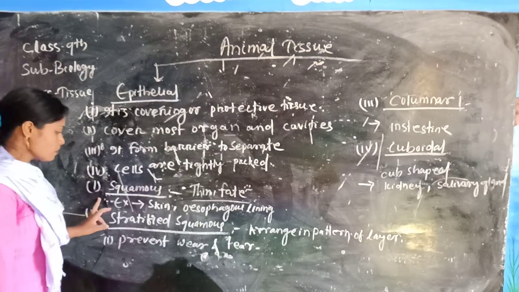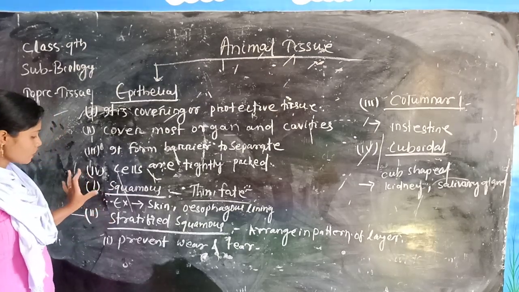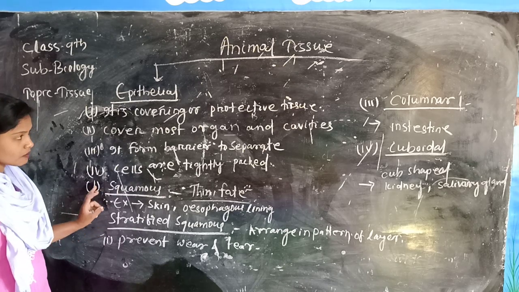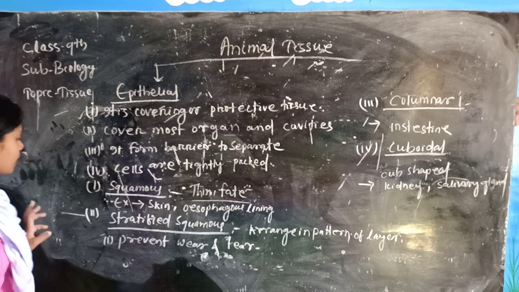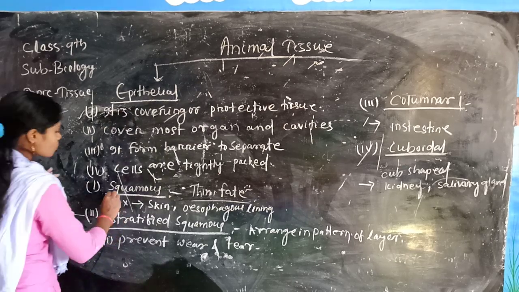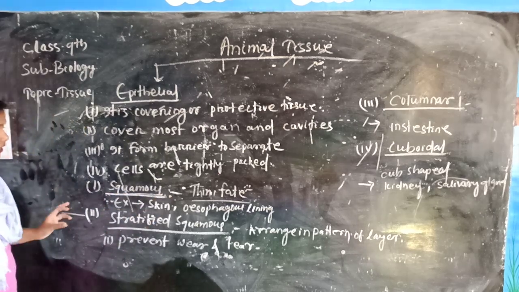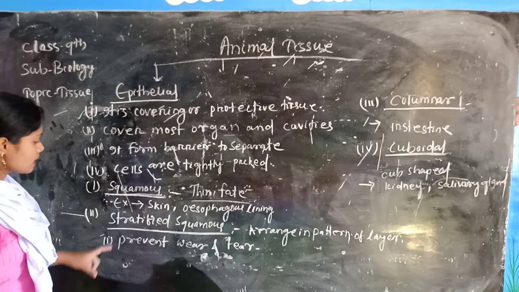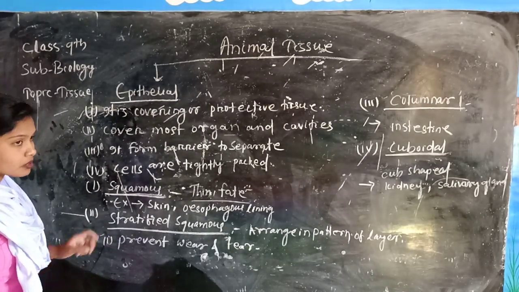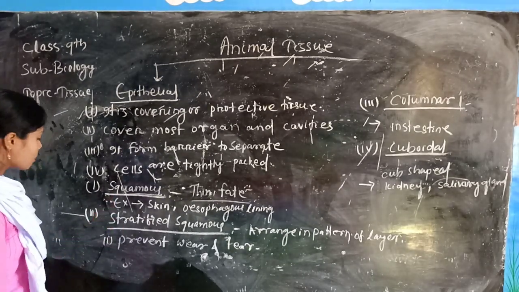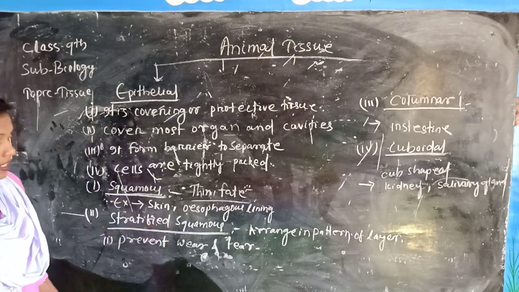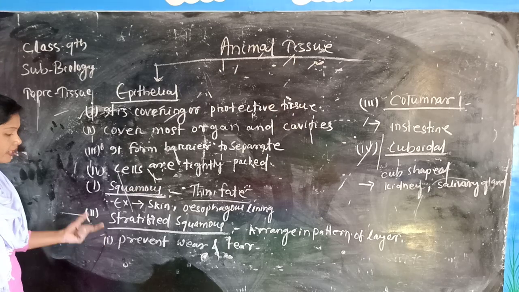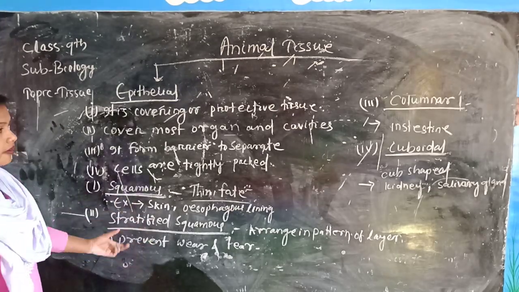First is squamous epithelial tissue. Second is stratified squamous epithelial tissue. Third is columnar and fourth is cuboidal. So first see the squamous epithelial tissue. It is thin and flat. It is present in the skin lining and oesophagus lining of our body. Then stratified squamous tissue has an arrangement of layers in our body. It prevents wear and tear of our body.